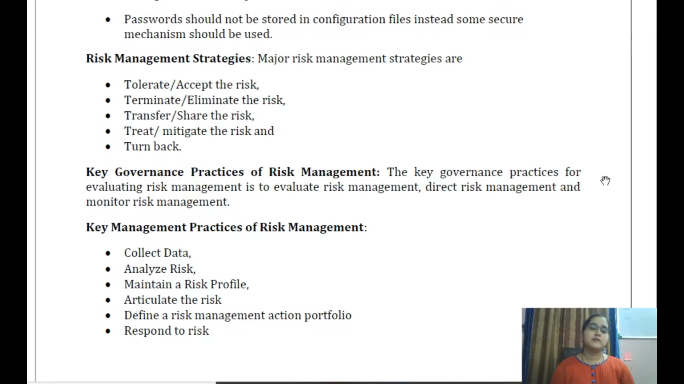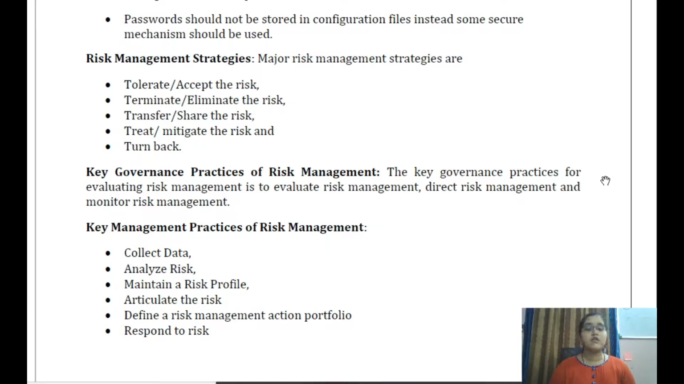Then turn back. Turn back means the organization may ignore the risk because the risk has a very small chance of occurrence, or if it does occur, it will not have a greater impact upon the organization. Therefore, risk management strategies are of 5 types. They are tolerate or accept the risk, terminate or eliminate the risk, transfer or share the risk, treat or mitigate the risk, and turn back.